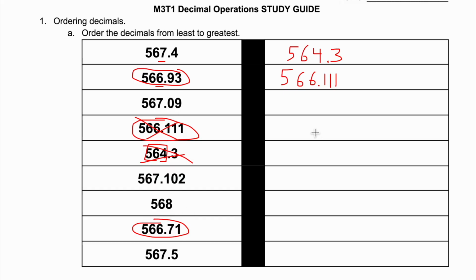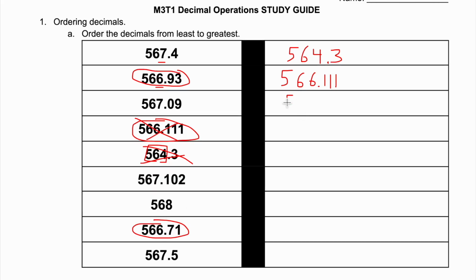All right, now 7 goes next before 9. So 566 and 71 hundredths. And then I got 566 and 93 hundredths. All right. Now I'm done with those.